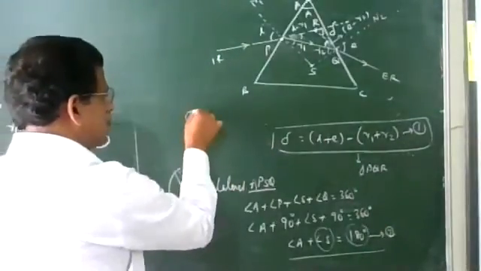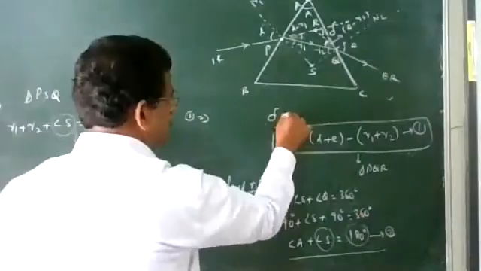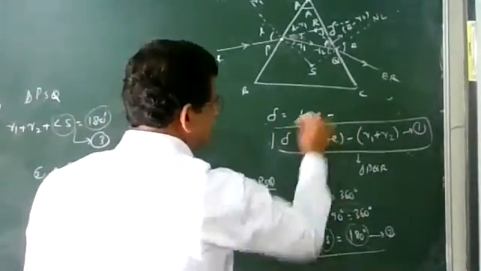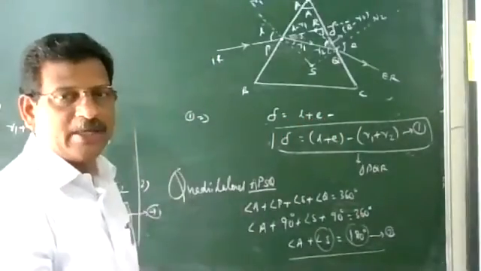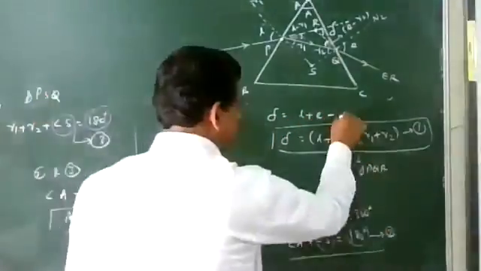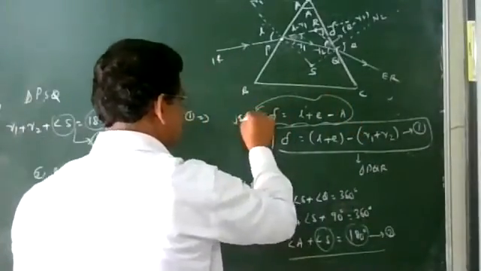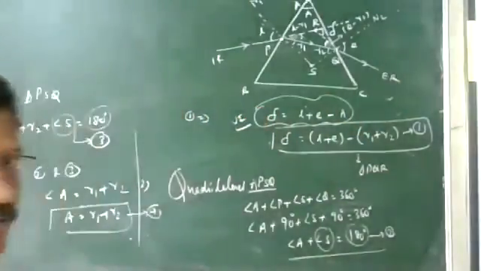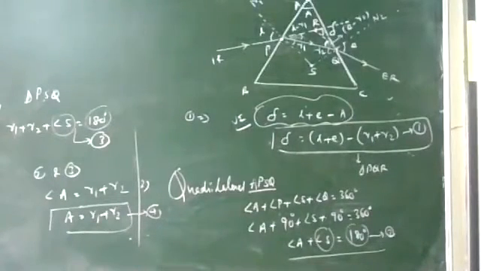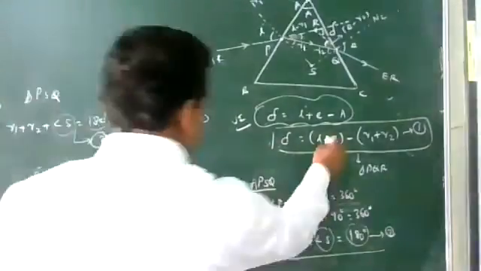So equation number 1 becomes: deviation is equal to I plus E, R1 plus R2 is A, so you can write minus A. Very important equation for angular deviation. If I is the angle of incidence, E is the angle of emergence, and A is the angle of prism, then angular deviation can be calculated by the equation delta equal to I plus E minus A, where A can be recognized as R1 plus R2. Equation you have to remember. So I am marking this equation.